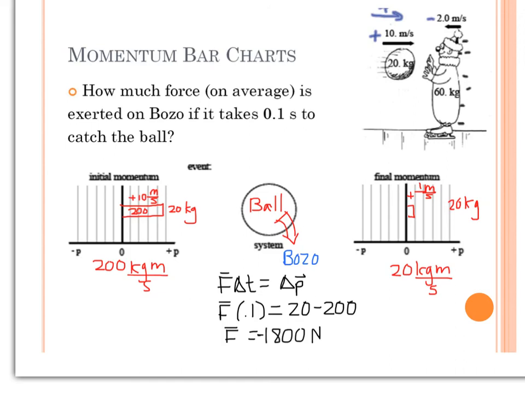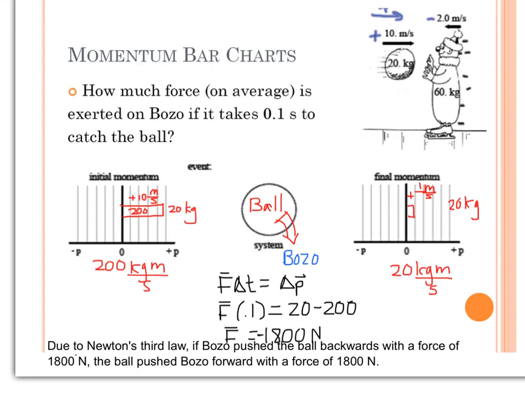Another question that could be asked is, if Bozo pushed the ball with negative 1,800 newtons, how much force did the ball apply to Bozo? Well, by Newton's third law, there are equal and opposite forces when two objects interact, so the ball pushed Bozo forward with a force of 1,800 newtons.